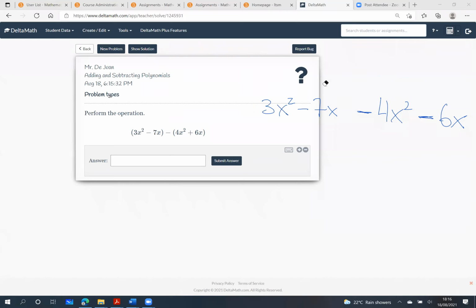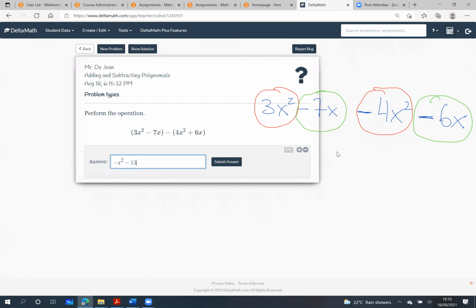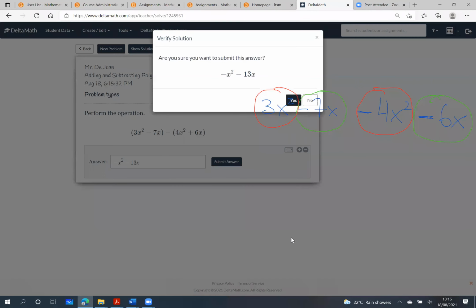Knowing that, let us now circle in red, and circle in green. So let's combine those terms. 3 plus negative 4 is negative x squared. And negative 7 plus negative 6 is negative 13x.